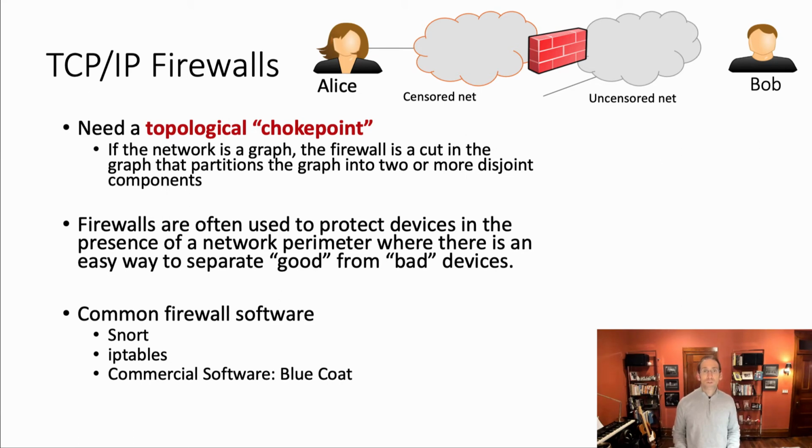Firewalls are often used in security applications as well, when there's a network perimeter that can be protected. For example, a campus or enterprise network might commonly deploy a firewall to protect hosts on its network from other hosts on the rest of the internet that might seek to attack hosts on the enterprise or campus. There are a lot of different software packages that implement firewalls. Several open source implementations include Snort and IP tables, and a popular commercial firewall product is called Blue Coat.